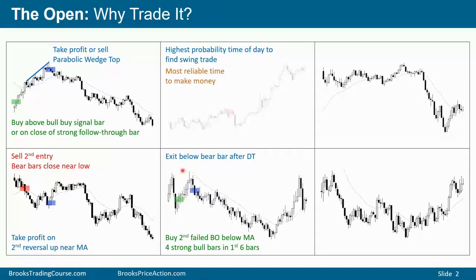Now we have a double top here and here below the moving average, and a micro double top with a bear bar closing on its low. The bulls who bought will get out below that bear bar if they did not already take profits up near the moving average.